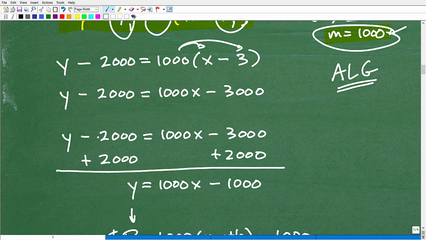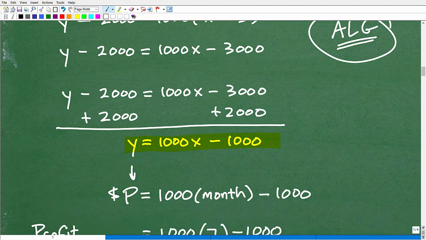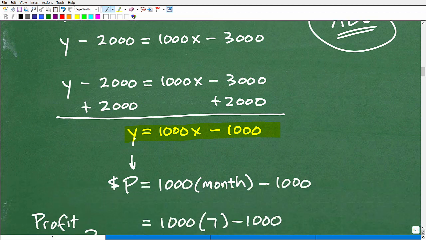I'm solving for y. I'm adding 2,000 to both sides of the equation now. I get this, y equals 1,000x minus 1,000. Now how did I get that? Again, review what you need to review. Just kind of relax if you don't get this stuff, because just know that I'm doing algebra. The point is here that algebra is in business.